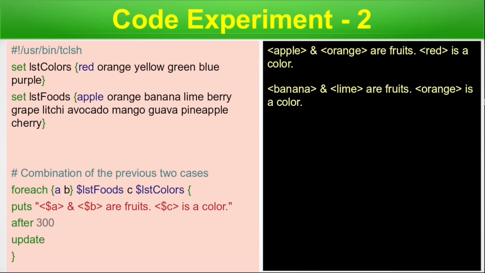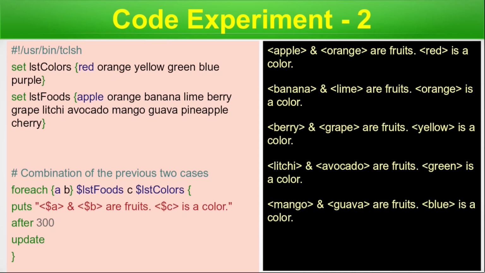Banana and lime are fruit and orange is a color. So banana and lime are picked up and orange is picked up. So 2 from here and 1 from here. The same way we print all the elements until we exhaust the foreach loop. So you can see that pear has been picked up from the list of foods and a single element has been picked up from the list of colors. And one more thing, this is not nested. What we are doing here is we are doing it parallelly on the lists.